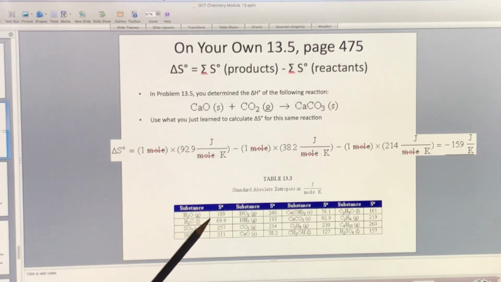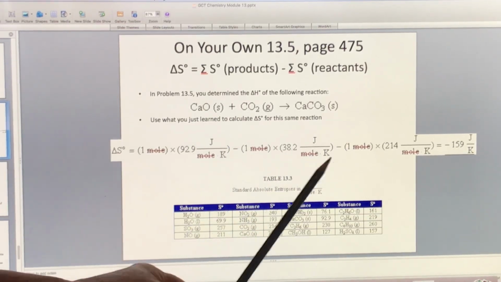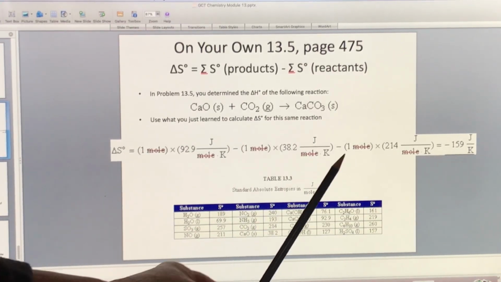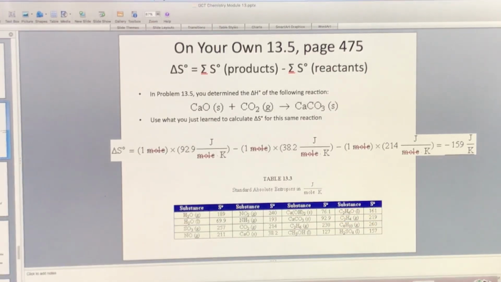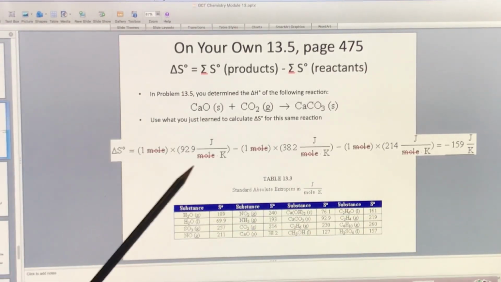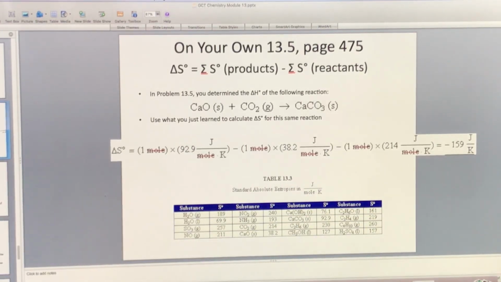And we have the calcium oxide, which is here. It's 1 times 38.2. And in addition, we would subtract the carbon dioxide, which is on the chart here, the 214, so it's 1 times 214, for a total of negative 159 joules over Kelvin. The moles, you can see, end up being eliminated, and so our units there for the change in entropy is the joules over Kelvin.